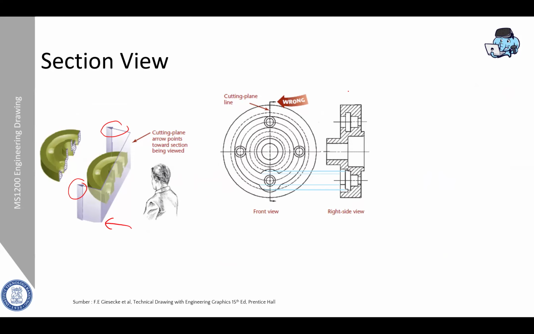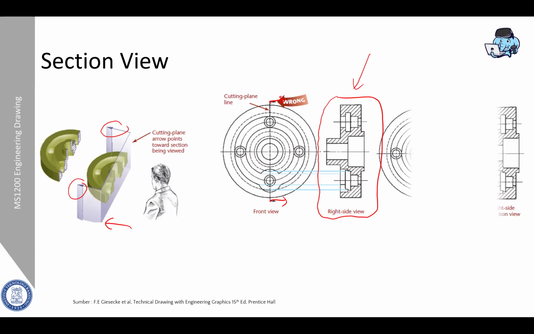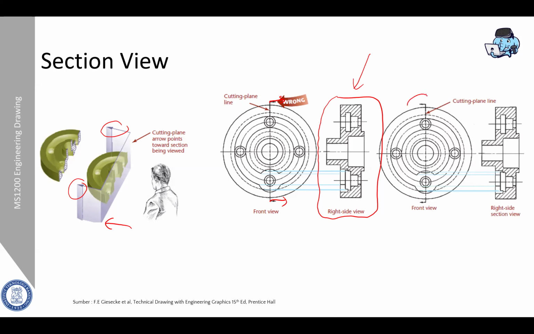So if the section view is like this one, and we draw the arrow like this, it is wrong. Because in this case it uses, for example, the third angle projection. So if you put the drawing on the right, it means it is viewed from the right to the left. Therefore, if we draw the arrow like this, it is wrong. It should be like this, the arrow to the left.